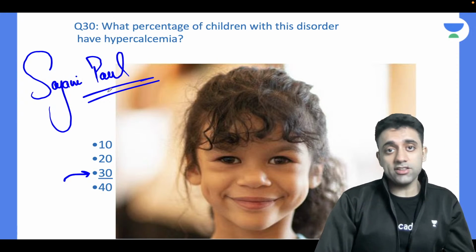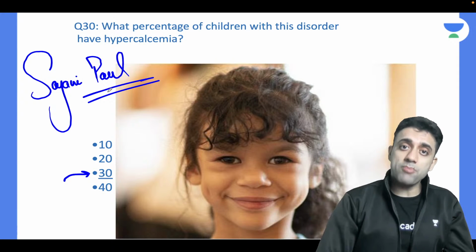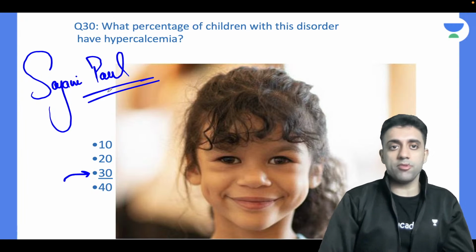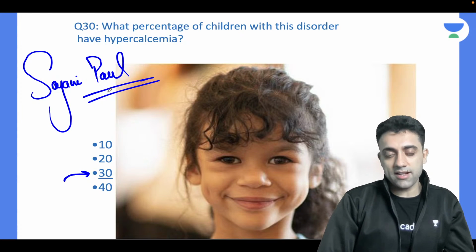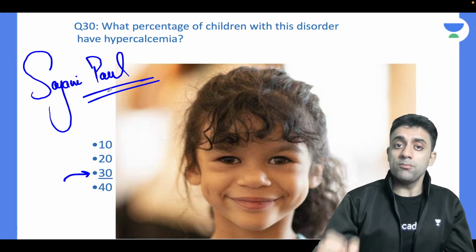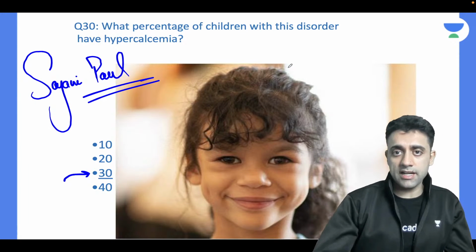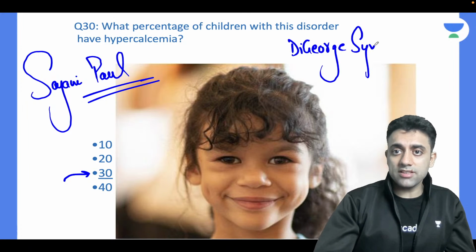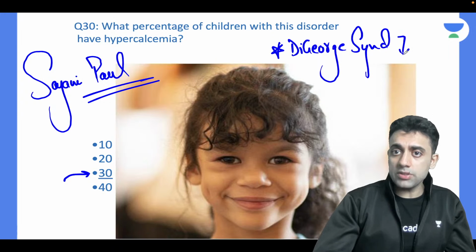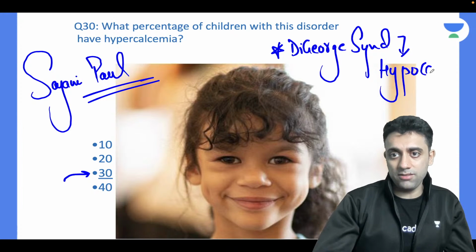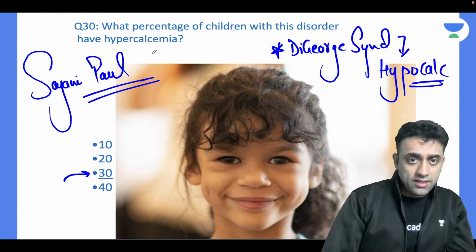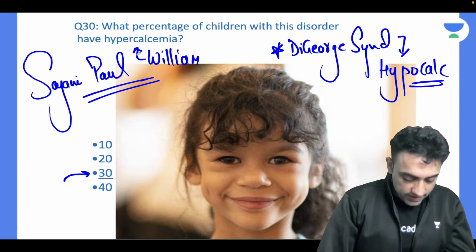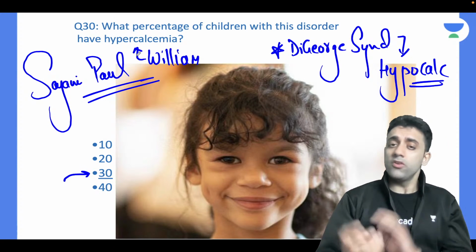So what percentage of children with this disorder have hypercalcemia? Please remember, the patients with Williams syndrome usually have a 30% chance that these babies will have hypercalcemia. Please remember, we have to link and study. There is something known as DiGeorge syndrome. Very important exam question. Those syndromes' babies will have hypocalcemia, and in Williams syndrome, the baby will have hypercalcemia. Are you understanding? So this is very important. Okay, remember this, Saini. We have to link and study.